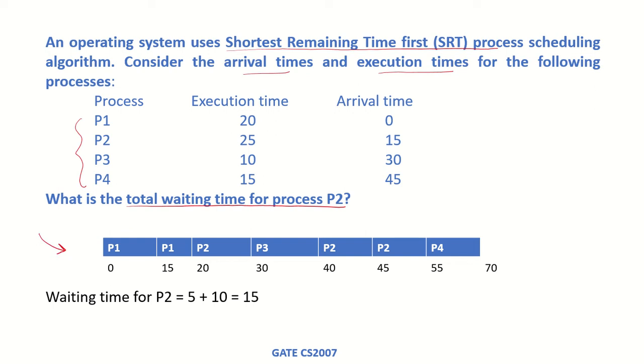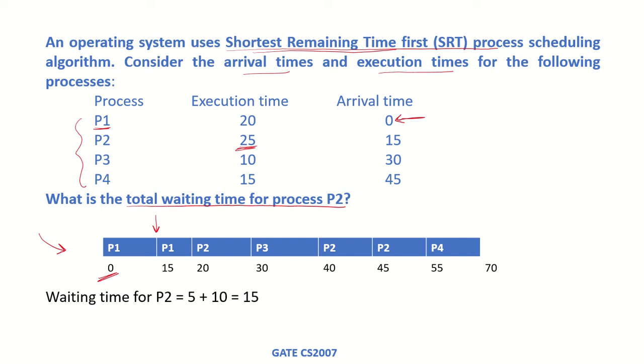We start by making a Gantt chart. What is this SRT algorithm, and what is a Gantt chart? You can check my earlier video for this. At time 0, there is only one process in the system, process P1, so P1 will start running. At time 0, P1 starts executing, and it will execute till time 15 when process P2 arrives in the system.